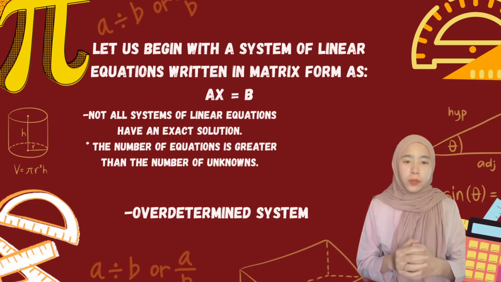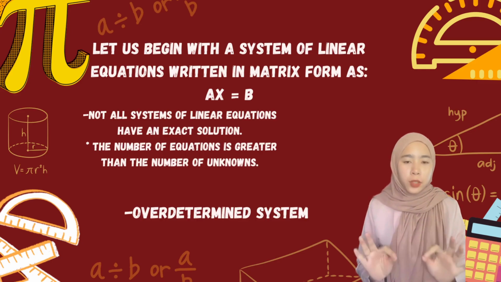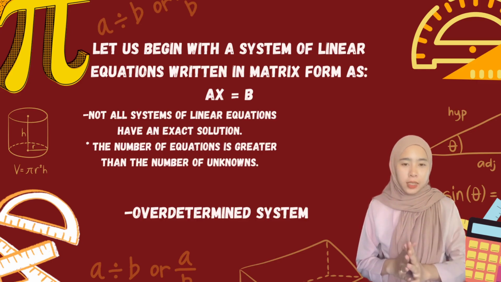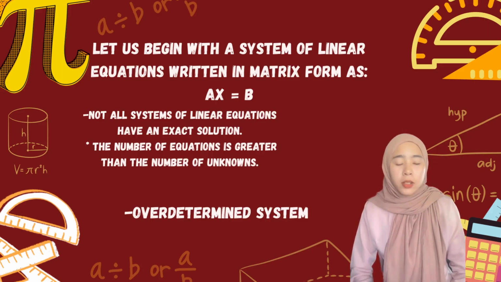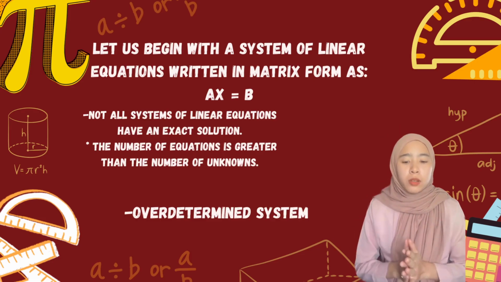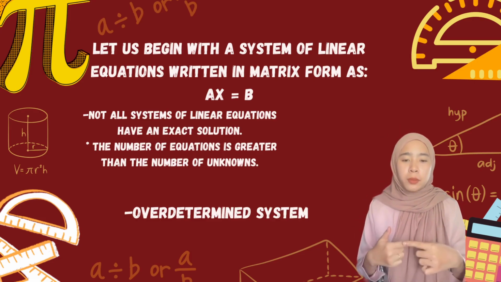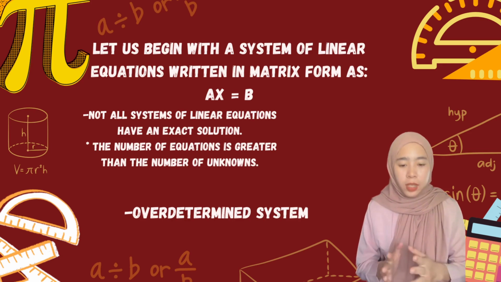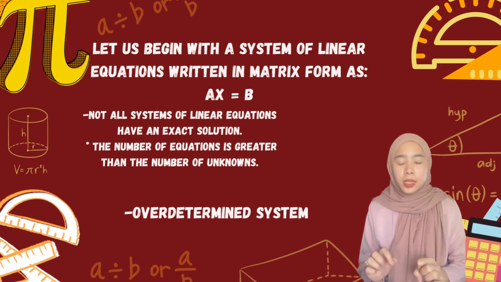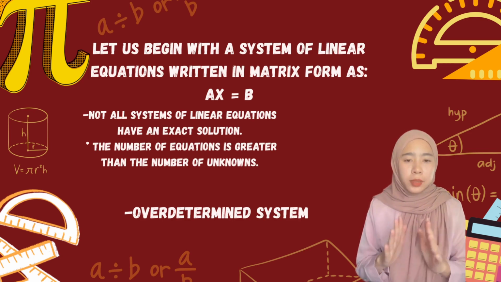With a system of linear equations written in matrix form such as AX equals B, in many real life and mathematical applications, not all systems of linear equations have an exact solution. This usually happens when the number of equations is greater than the unknowns. Such a system is called an overdetermined system.